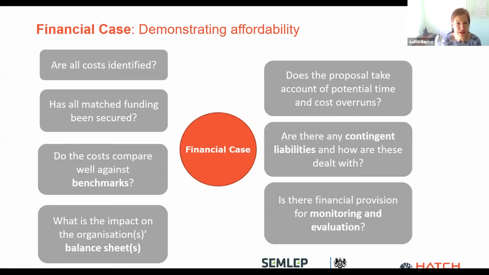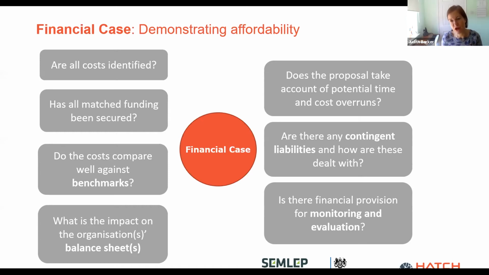So the financial case. As you would of course know, the financial case is really asking two fundamental questions, despite the fact that there being 7 on the screen right now. But the two fundamental questions are, what are the costs and can you afford them? That's basically the two things you're looking at. So are all the costs identified, and have you secured the match?